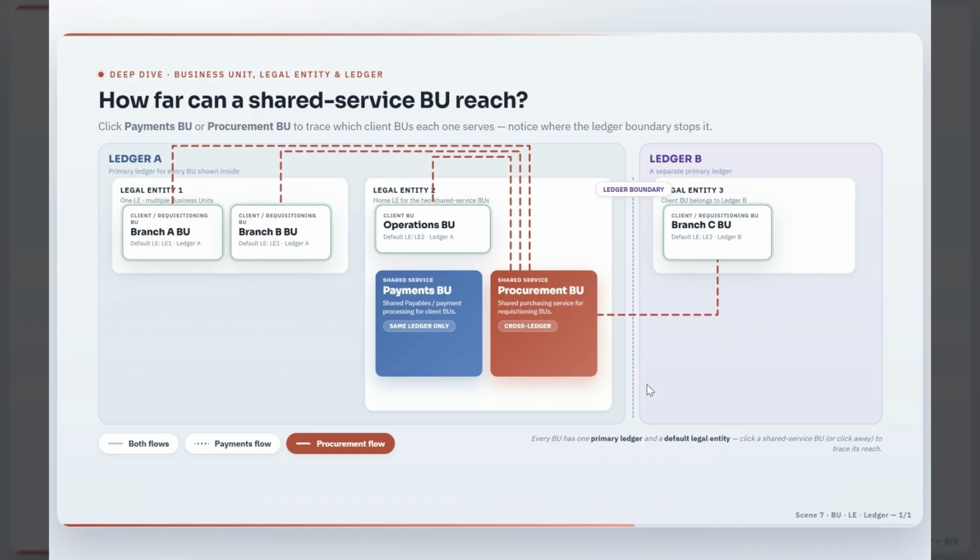The document flow makes the distinction easier to remember. A branch or client BU raises the purchase requisition. The shared procurement BU converts the requirement into a purchase order.